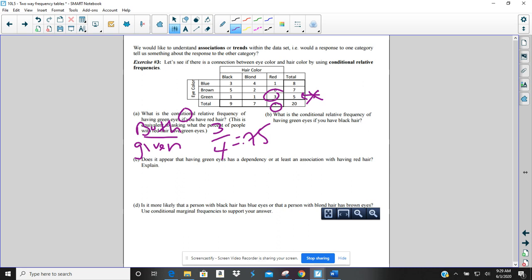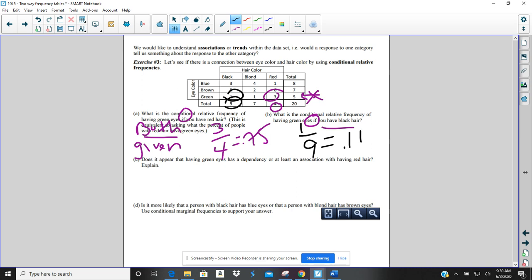Okay? Let's look at the next question. You'll see that it's a little different. It's really kind of subtle, very subtle. What is the conditional relative frequency of having green eyes if you have black hair? Okay, well, we just did one like this, so let's see if we can do this. Green eyes if you have black hair. So the if is the given. Black hair, let me make the color black so we'll see that. Black hair is 9. That's my given. Now I'm going to go to green eyes and black hair, which is right here, which is 1. And that equals 0.111111, right?